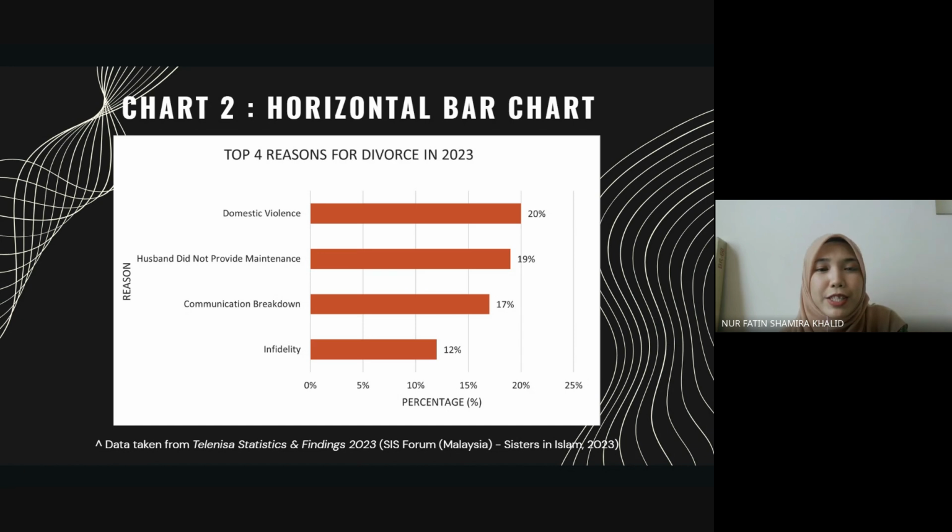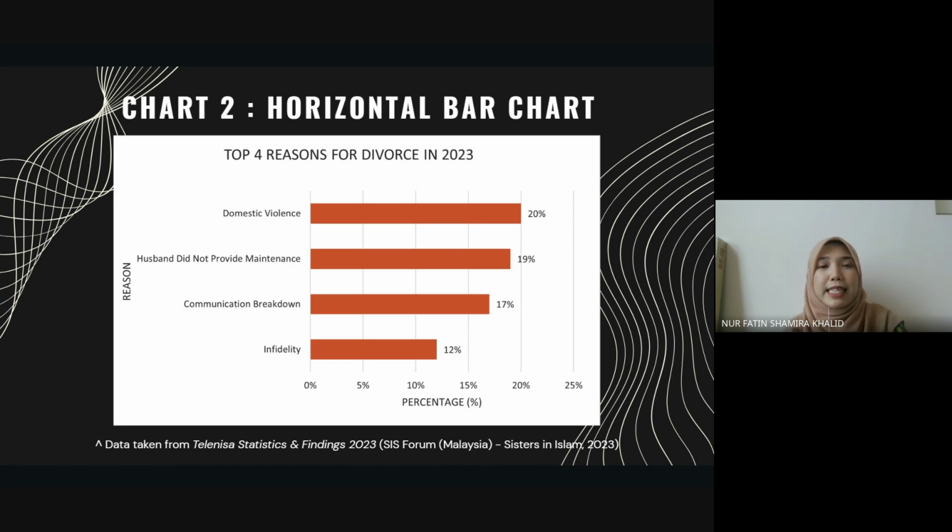Next is communication breakdown at 17%. Spending more time at home during lockdown made it easier for problems to show up. If couples could not solve them, they end up separating as they don't want to face it anymore.